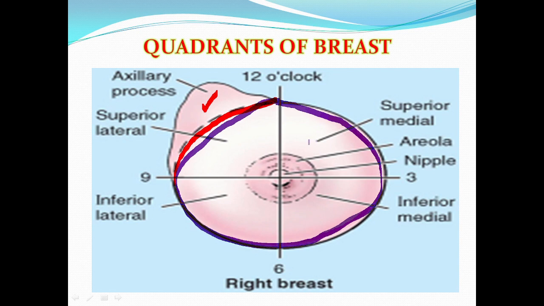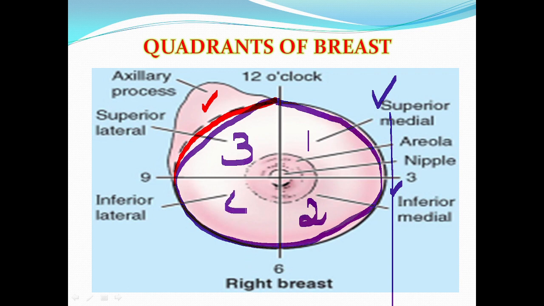This is called the superomedial quadrant. And this one is called the inferomedial quadrant, because at this level what should be there? Sternum should be there. So sternum immediately, superomedially and inferomedially. Then this is called what? Superolateral quadrant. And this one is called the inferolateral quadrant. How many quadrants do you have? Superomedial, inferomedial, superolateral and inferolateral quadrant. And this is an extension of the deep fascia that is called the axillary tail of Spence.